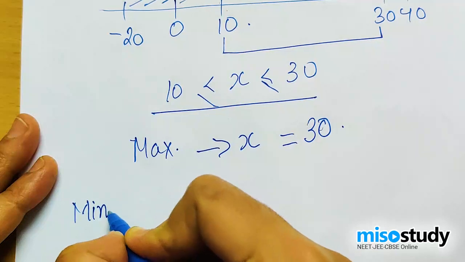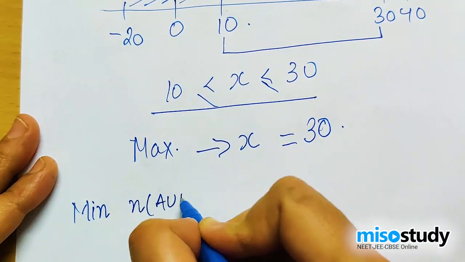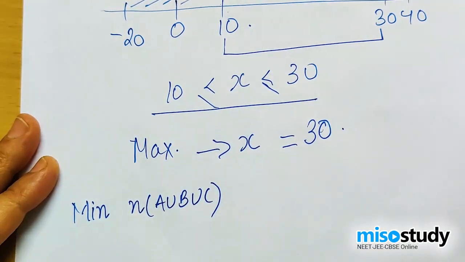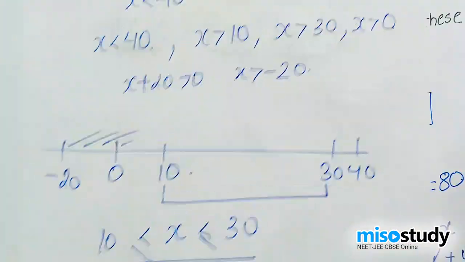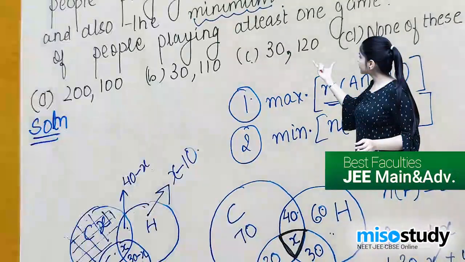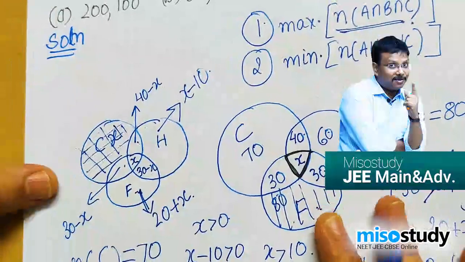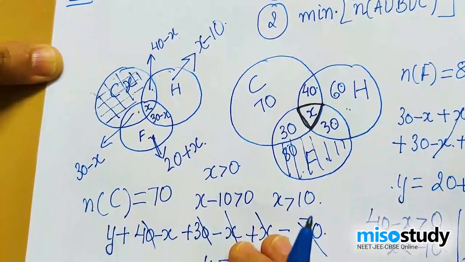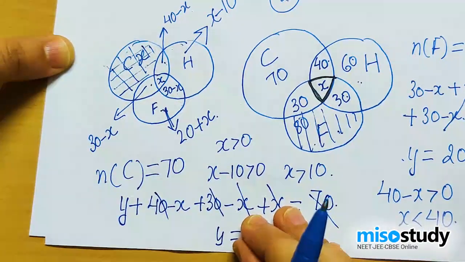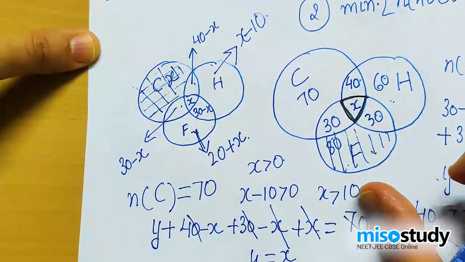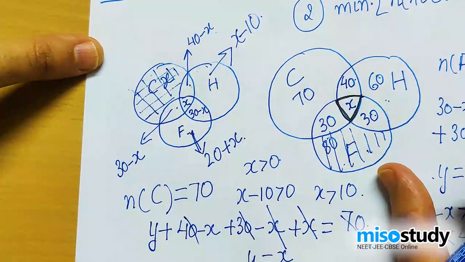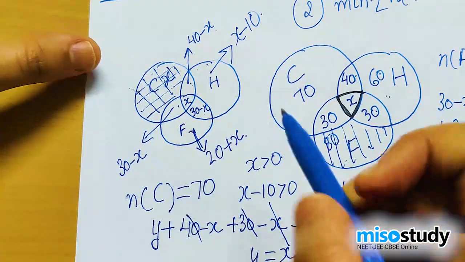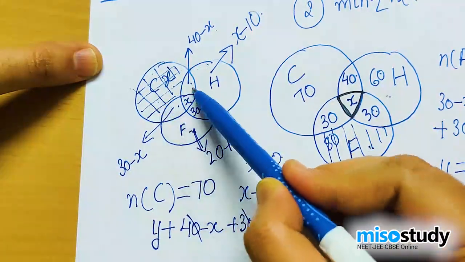minimum of n of A union B union C. Now this becomes a very easy question since we have this diagram with us. Let's get back to the diagram. Okay. Since we have everything, we can find out A union B union C very, very easily. I have this portion, I have this portion.